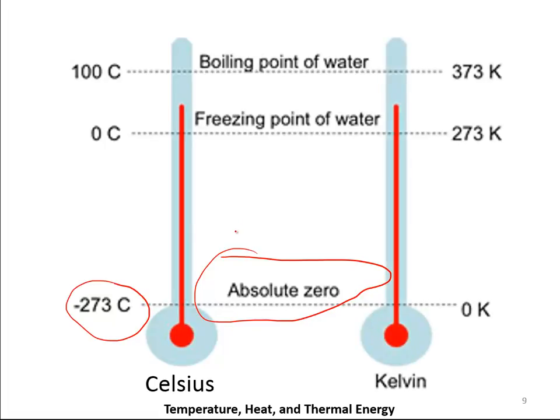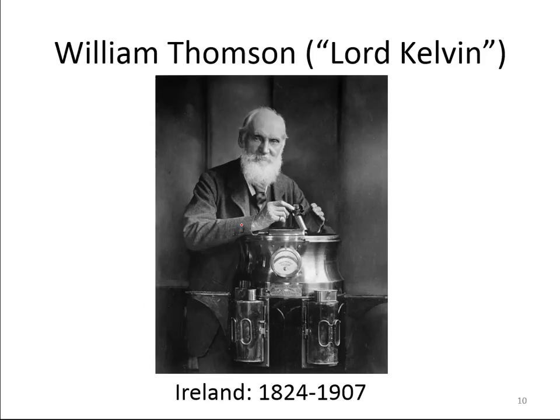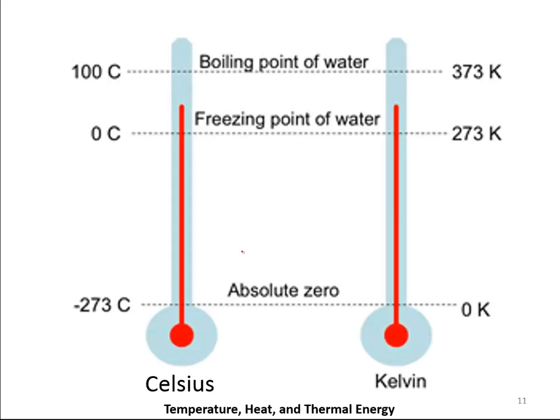In the mid-1800s, William Thomson, later known as Lord Kelvin, there he is, proposed a temperature scale similar to the Celsius scale, but with the zero set at absolute zero. This scale came to be known as the Kelvin temperature scale in his honor. Because the Kelvin scale starts at absolute zero, there are no negative temperatures on this scale. Converting between the Celsius and Kelvin scales is easy. Kelvin is simply equal to 273 plus whatever the temperature is in Celsius.